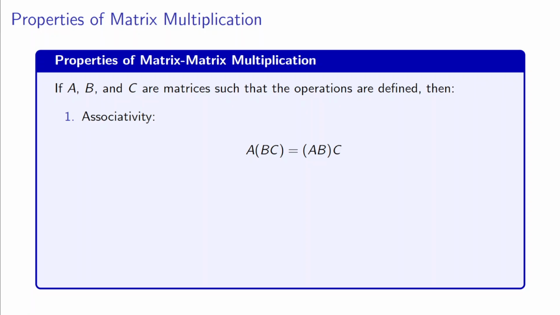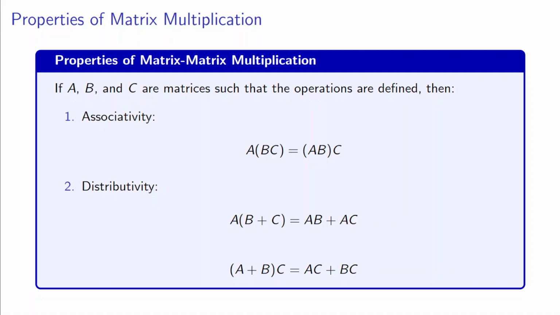A few properties of matrix multiplication that I'm just going to state here and not go through any sort of formal proof. If A, B, and C are matrices such that the operations are defined, then we have associativity. So A times the product BC is equivalent to the product AB times C. And we also have distributivity.